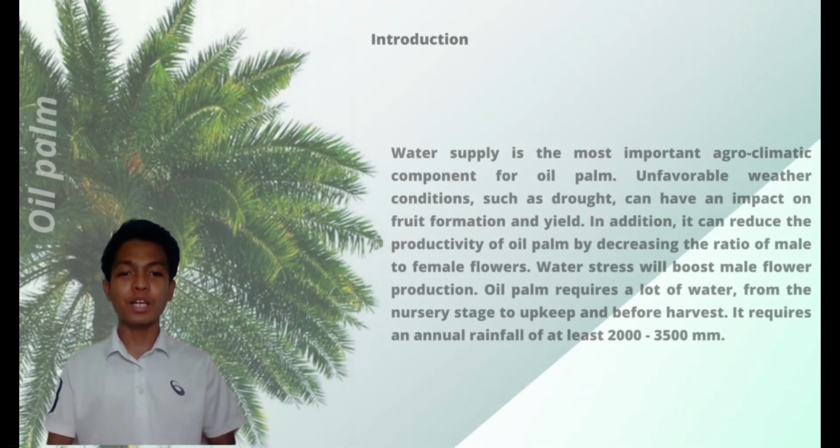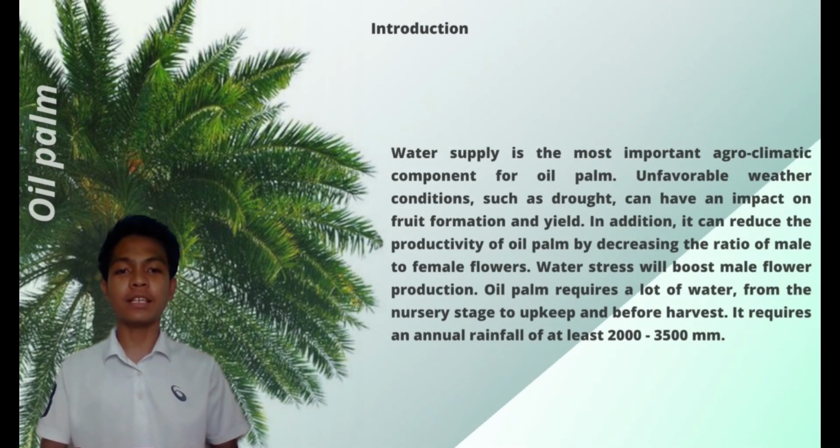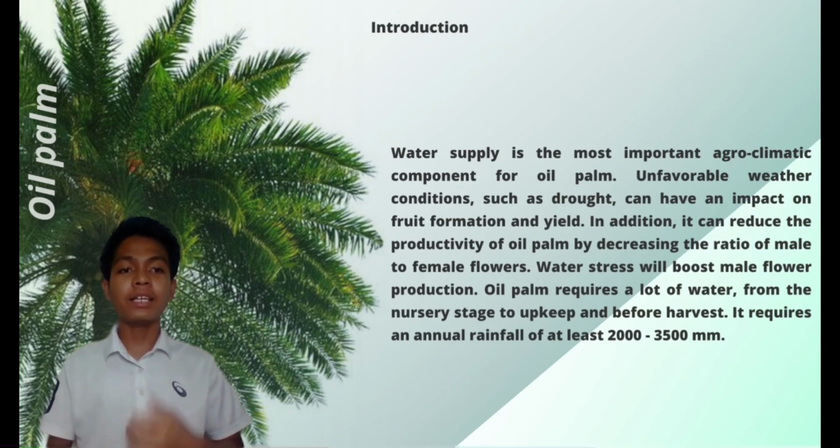Introduction: oil palm. Water supply is the most important agroecological component for oil palm. Unfavorable weather conditions such as drought can have an impact on flower formation and yield. In addition, it can reduce the productivity of oil palm by decreasing the ratio of male to female flowers. Water stress also will boost male flower production.